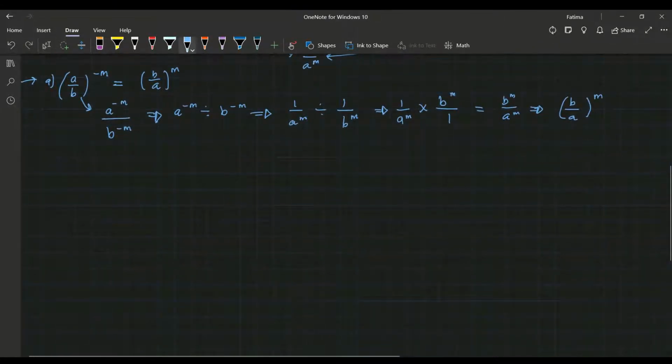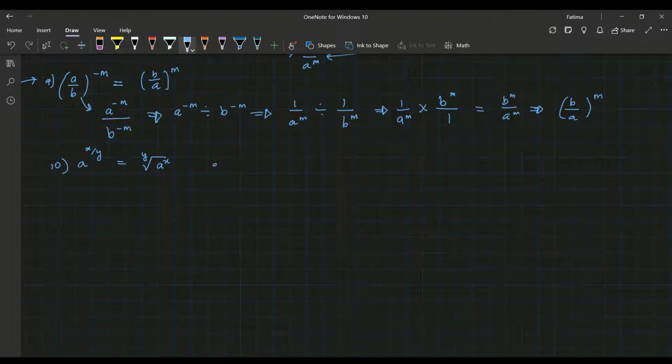Now moving on to the next rule. Let's say we were given a base raised to a fraction. In this case, it's always going to be a root with the base raised to whatever the numerator was, and the root would be whatever the denominator was. So let's say we were given 4 raised to the power half. That would be root with 4 raised to, what is the numerator over here? 1. And the root would be 2 because the denominator here is 2.